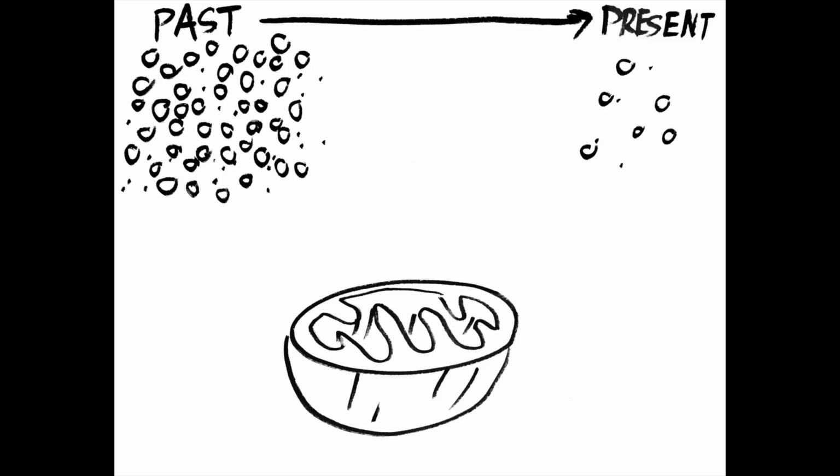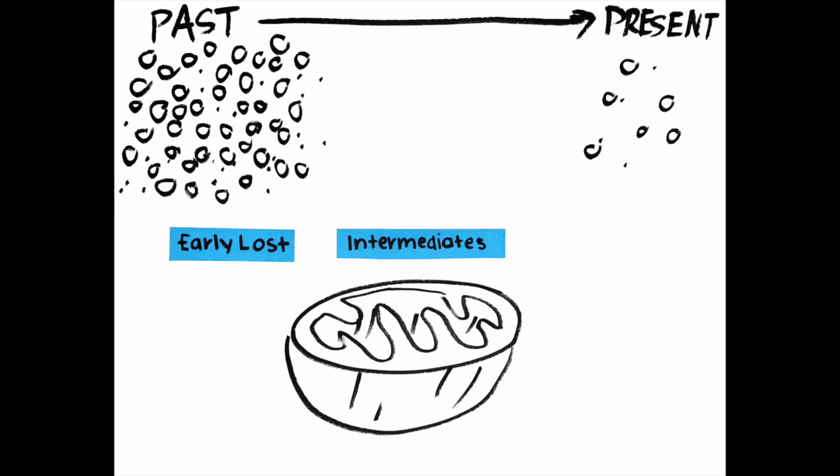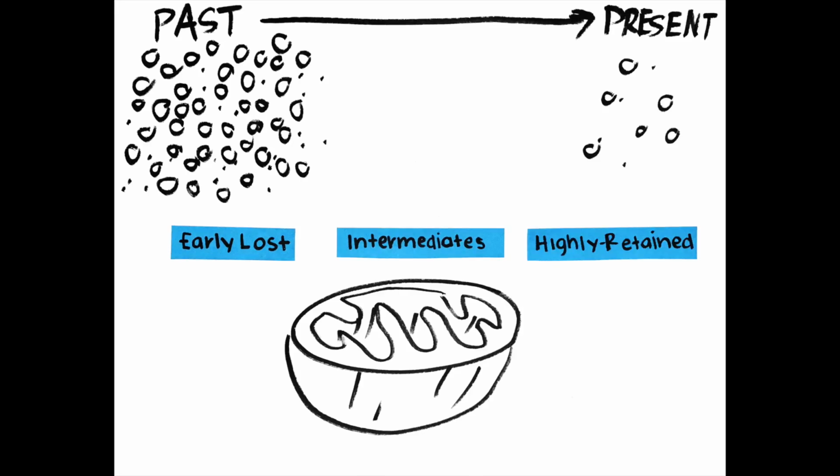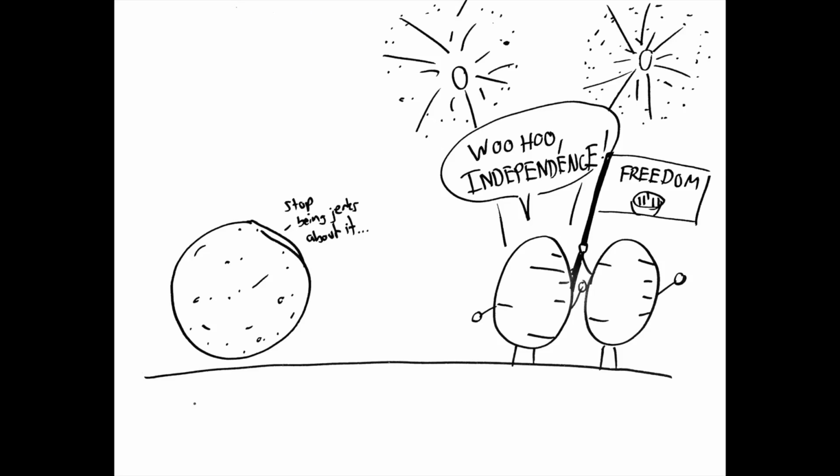Gene loss among the phylogeny was characterized into early lost, intermediates that are present in plants and fungi, and highly retained genes. It makes sense that many genes would have been transferred to the nucleus. Why would you want to store your pictures in different places when you could keep them all in a sturdy, centralized location? While this sounds logical, these highly retained genes are vital to the organelle functioning and have allowed the mitochondria to stay independent of the nucleus.